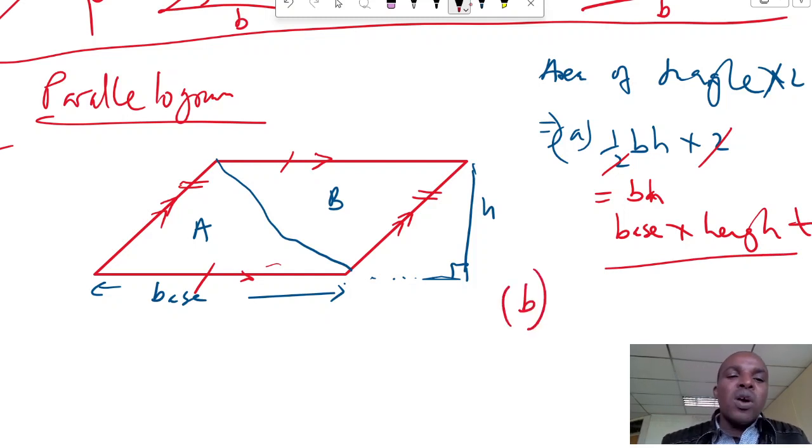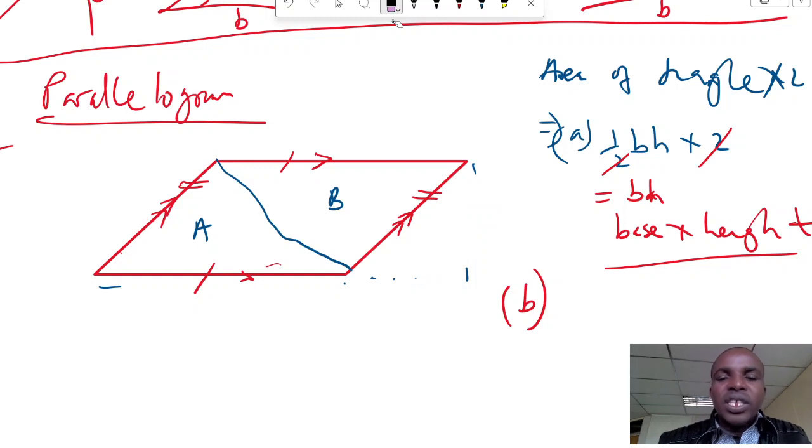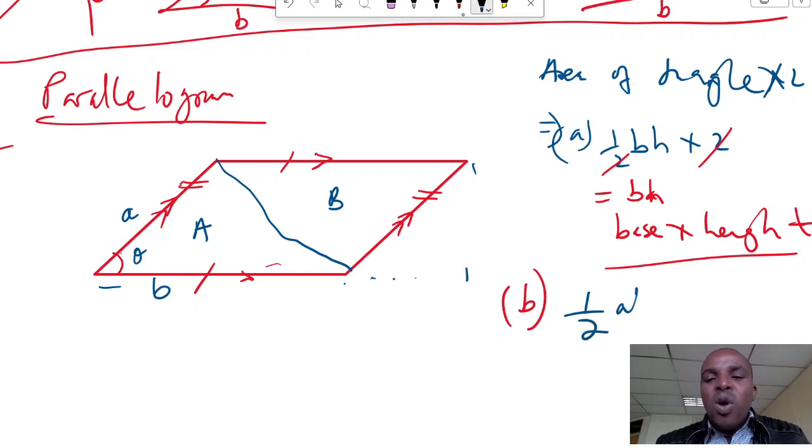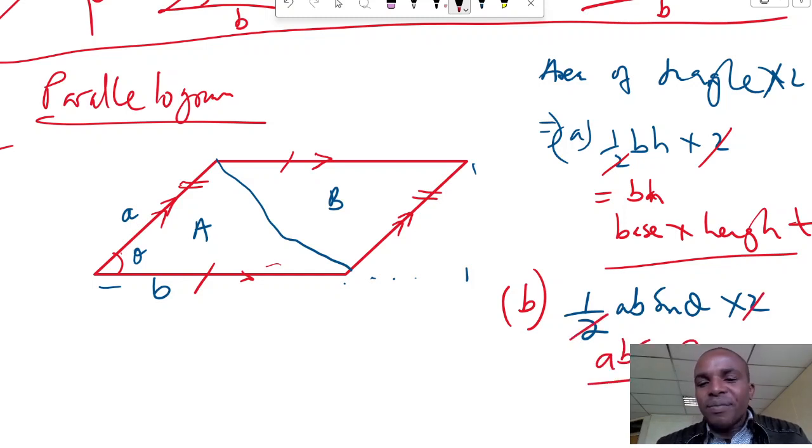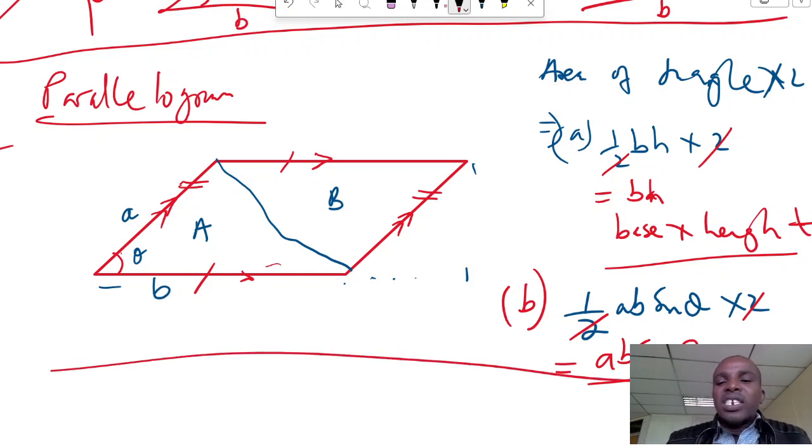Then if we don't have the height, maybe we have the angle. Let's say we have this angle given here. Let me remove this part. Still, there will be two equal triangles. We can have this angle given, and this angle is theta, and these sides are A and B. We can say area of a triangle, half AB sine theta, then times 2. The same rule applies: the 2s cancel out, giving AB sine theta. That's the area of a parallelogram. So just know that a parallelogram is made up of two equal triangles. To find its area, you say area of a triangle times 2.